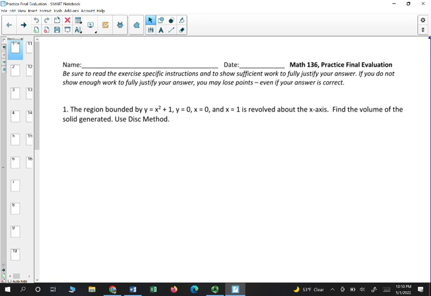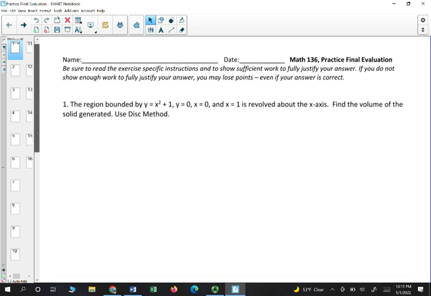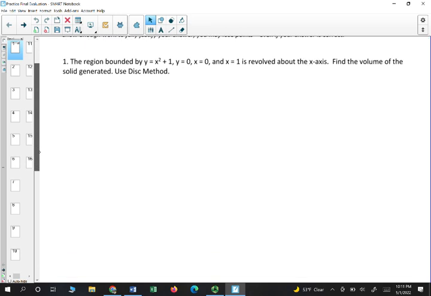Hello and welcome to our Calculus 2 practice final evaluation. Okay, so we'll be looking at a variety of questions designed to help you prepare for a Calculus 2 final exam. Okay, let's start off with our first problem here.